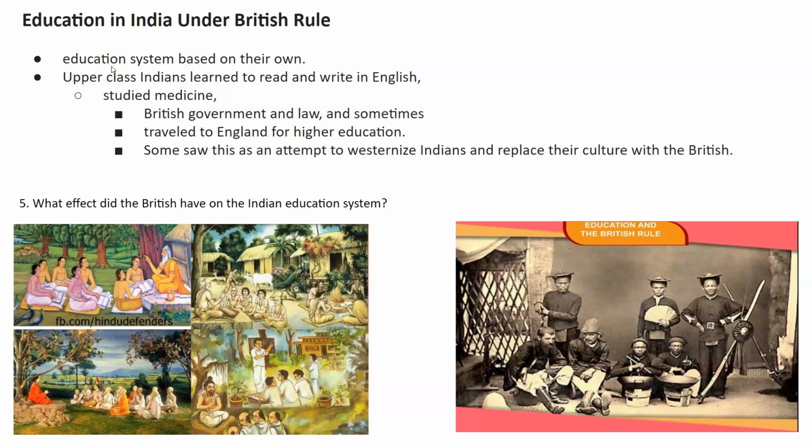The education system in India was based on the British education system. Upper-class Indians learned to read and write in English. They studied medicine, British government and law, and sometimes traveled to England for higher education. Some saw this as an attempt to westernize Indians and replace their culture with the British. Question number 5. What effect did the British have on the Indian education system?